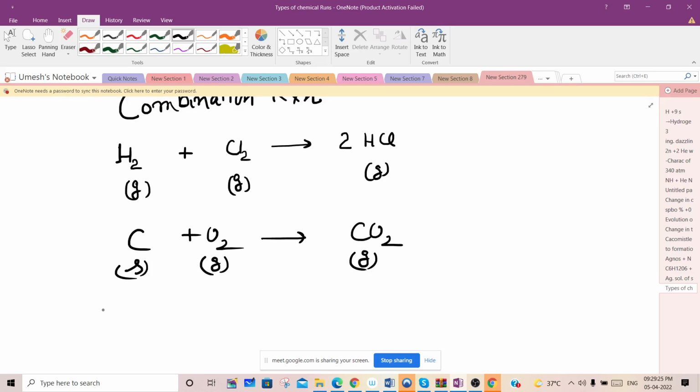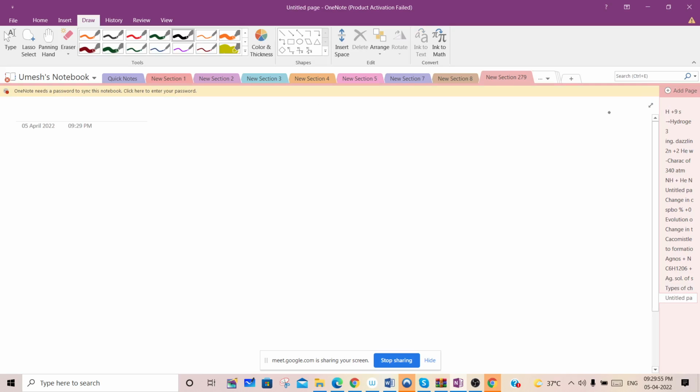Sir, can you explain the definition? When two elements combine to form a new compound, you can see carbon and oxygen are two different elements, and they are giving rise to a new compound, carbon dioxide. Such types of reactions are called combination reactions. It may be between two elements, or it may be between an element and a compound.